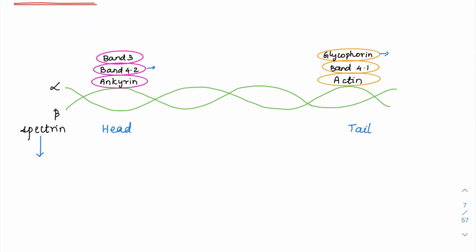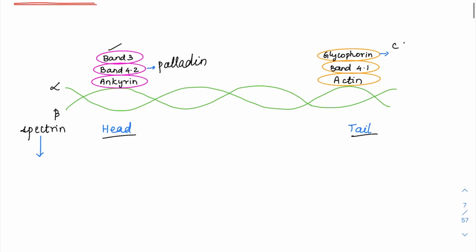Next we'll see about the mature RBCs. The structure of the mature RBC is important. The RBC membrane is going to have the alpha and beta spectrin. Alpha and beta spectrin is going to form an intertwined membrane structure like this. Here is the head end of the alpha beta spectrin, and this is the tail end. At the head end we have other proteins as well, which are the band 3 protein, band 4.2 and the ankyrin protein. This band 4.2 is also called the pallidin protein. And then at the tail end, you are going to have the glycophorin protein, band 4.1 and the actin filament.